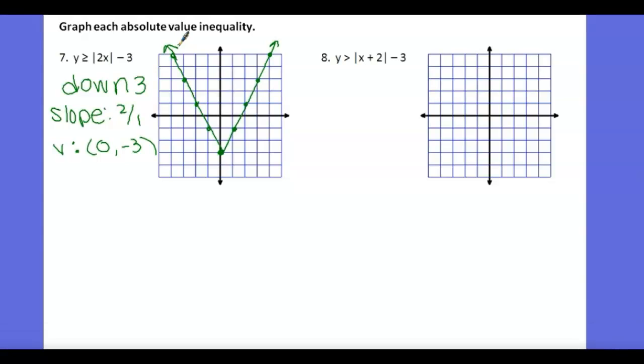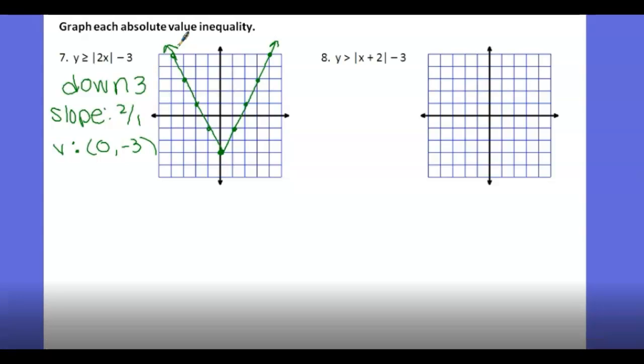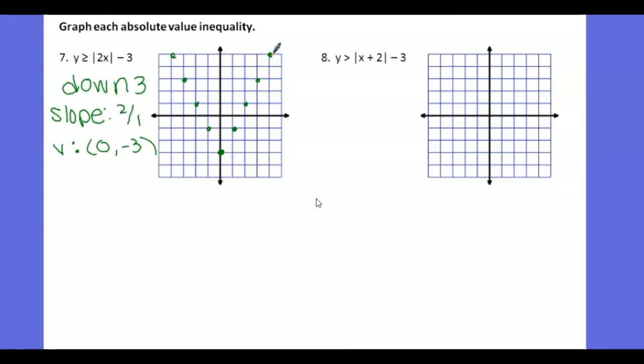Then, because the graph is greater than or equal to, we are going to have a solid line based off those points. So again, here are all the points on my graph applying the vertex and our slope. So if we just connect all of those points, it will be solid. We have arrows showing it continues upward. And then we need to determine, are we going to shade inside the absolute value or outside the absolute value?